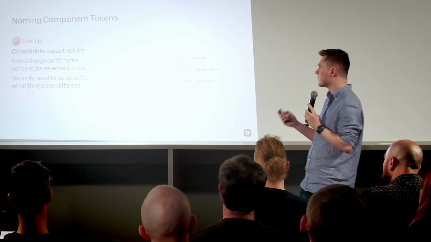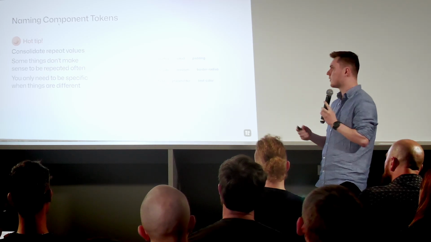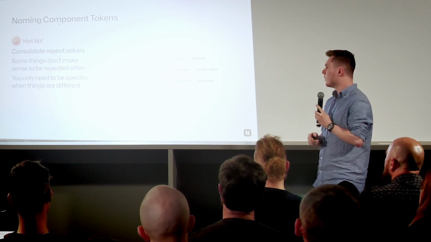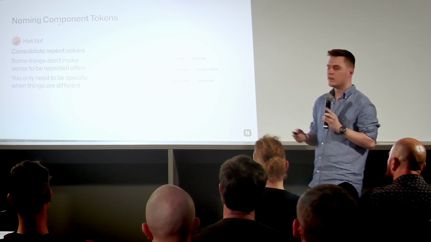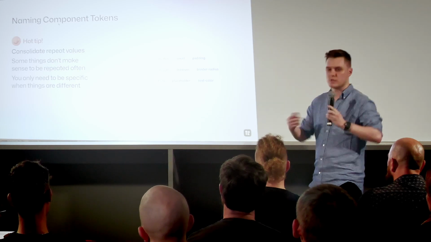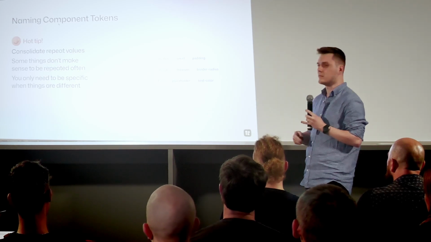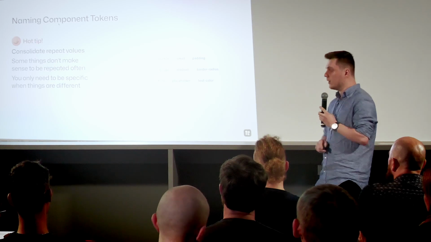Hot tip is to just consolidate the values you repeat. So all of my actions that are buttons that are small have the same padding. I don't need to define that padding multiple times for my positive button, my negative button, my brand button, et cetera, et cetera.